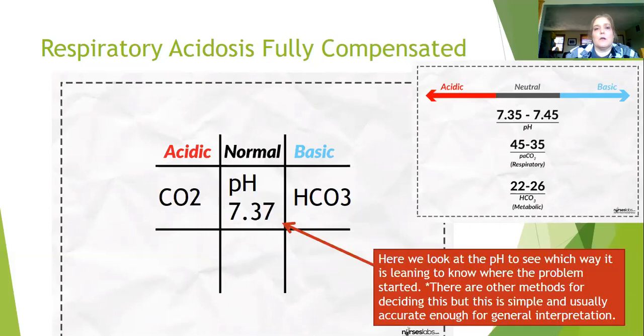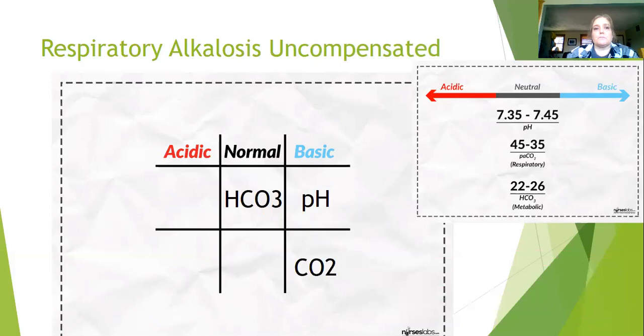Oh, here, I'll go back. So since the 7.37 is less than 7.4, it's a little tiny bit more acidic. The CO2 is in the acid column, so we are going to say that this was a respiratory acidosis, but now it is fully compensated. So we just title it respiratory acidosis fully compensated.